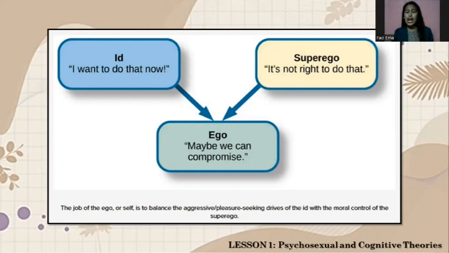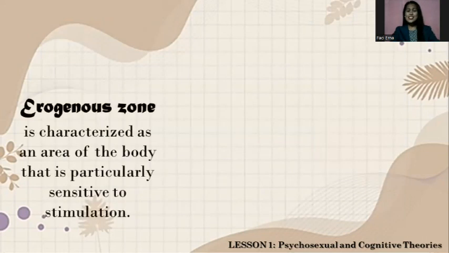The job of the ego, or self, is to balance the aggressive or pleasure-seeking drives of the id with the moral control of the superego. In Freudian psychology, psychosexual development is a central element of psychoanalytic sexual drive theory. An erogenous zone is characterized as an area of the body that is particularly sensitive to stimulation.